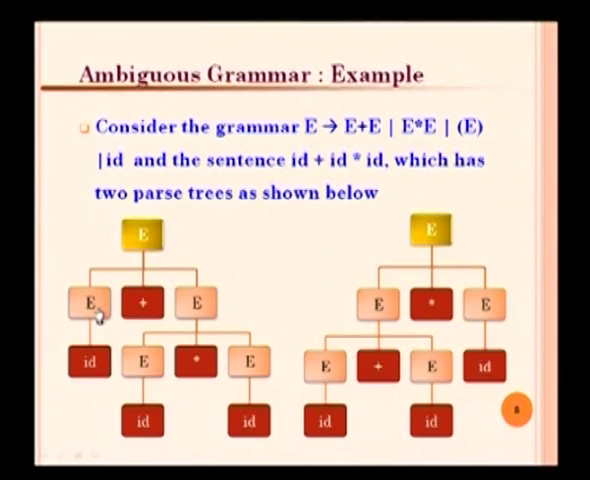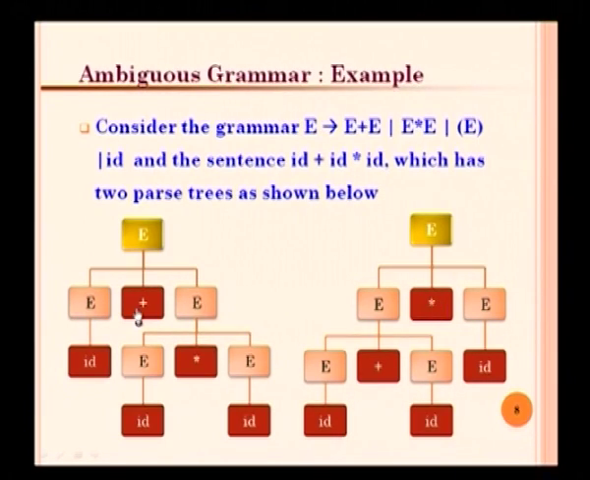The first E is expanded by using E plus E, but even if we expand the root by E star E, it is valid. So, in the second tree we are expanding this E by E star E, whereas in the first one we are expanding it with E plus E. There itself we find that these two trees are different, because in the first one the first level child is plus, and in the second tree we have a star.